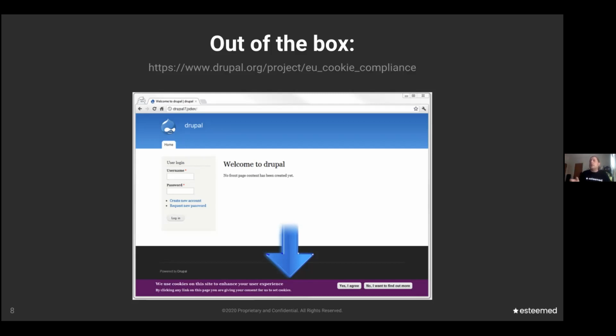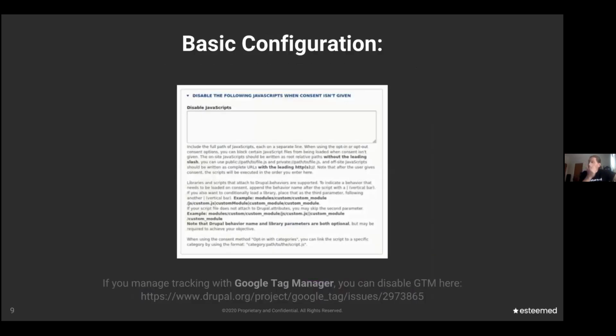And by default, this is what it looks like. This is what it does. All compliance implementations will offer something similar, since the law requires an explicit action to opt into tracking. This is the basic configuration, and you might not be able to read all the small print on your Zoom window, but essentially the small print says, when using the opt-in or opt-out consent options, you can block certain JavaScript files from being loaded when consent isn't given. This is a simple configuration, which may be sufficient for compliance without any custom code.